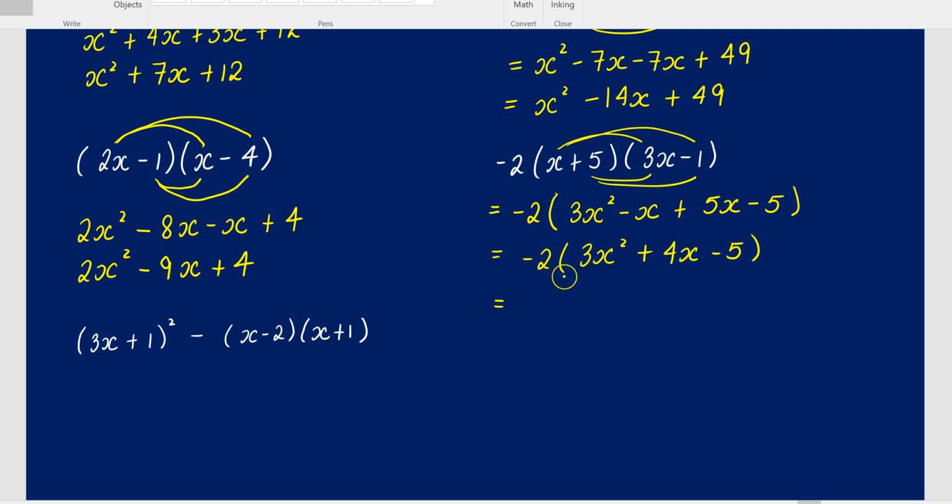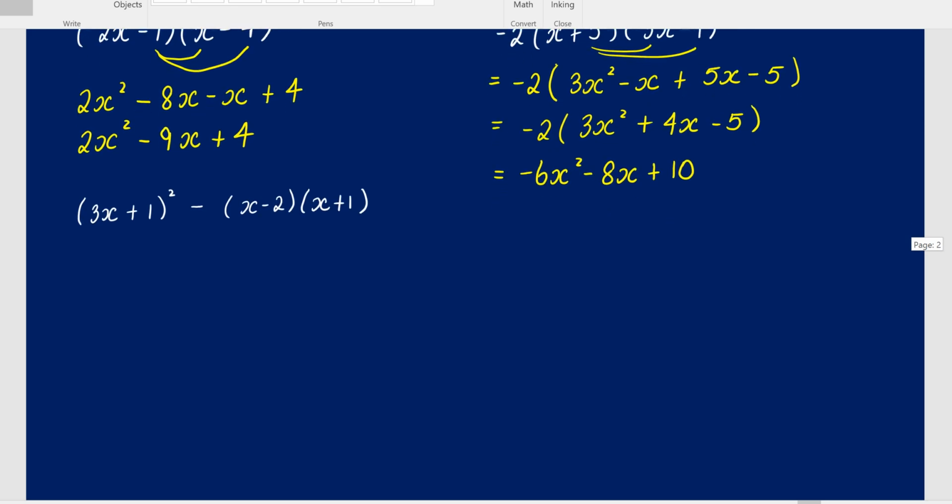All we have to do now is multiply through by this negative 2. So negative 2 times 3 is negative 6x squared. Negative times a positive, minus 28x. Negative times a negative is a positive, and 2 5s are 10. So I hope you got that.